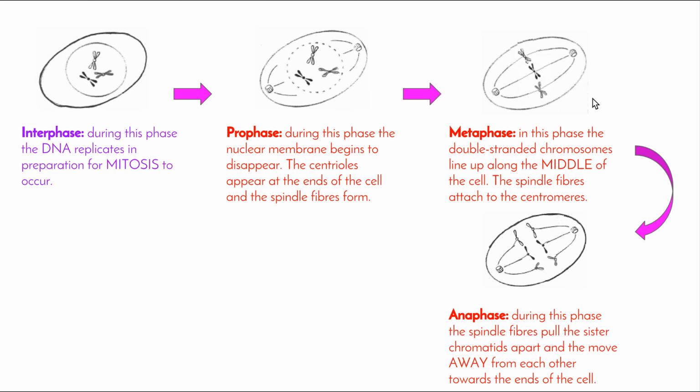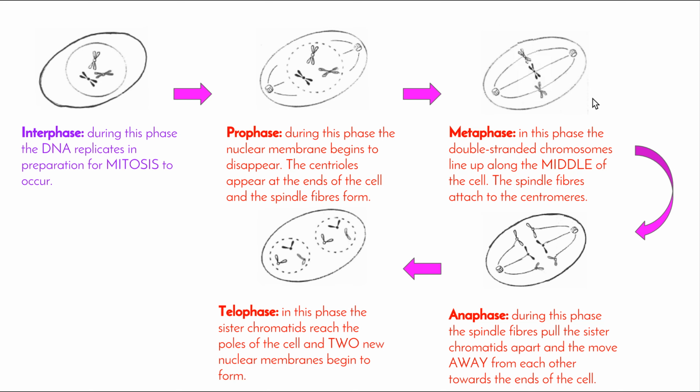Then we move on to anaphase. So during this phase, the spindle fibers then pull the sister chromatids apart. So still at the centromere, but pull only one strand of the chromosomes, which we call sister chromatids, away from each other towards the opposite ends of the cell. So just like metaphase, middle, the way we can remember what happens in anaphase is in anaphase, the sister chromatids move away. So A and A.